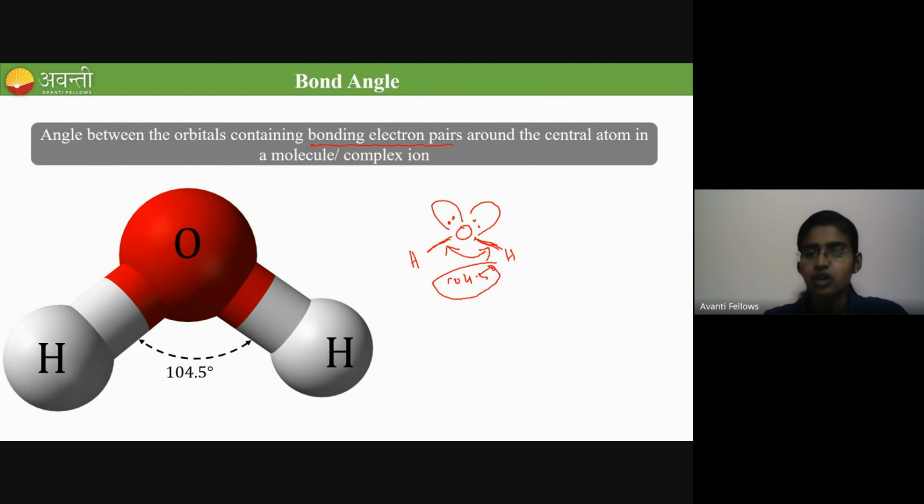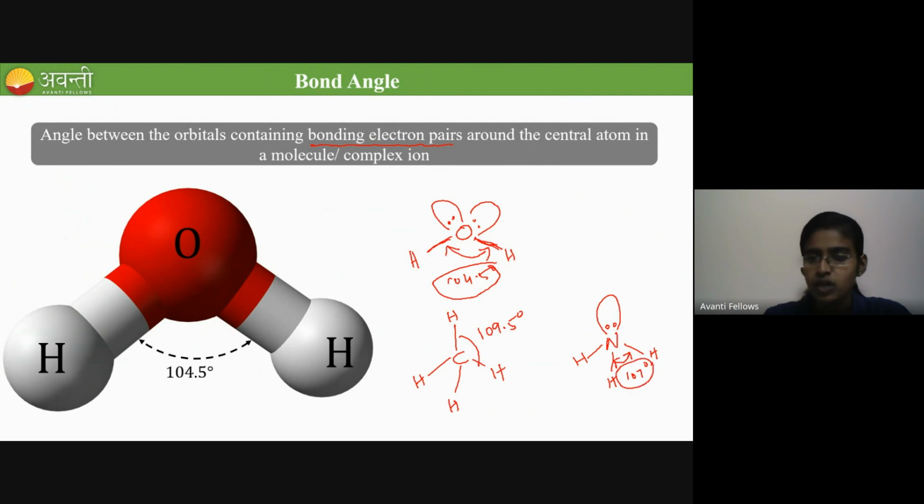Now an angle is created by this bond pair, which is 104.5 degrees, and this is called the bond angle. In case of CH4, the bond angle is 109.5 degrees. And for NH3, nitrogen will have 3 bonds and 1 lone pair of electrons, right? So the H-N-H bond angle here is 107. So the bond angles for these 3 species are very, very important. Just make a note of it. So these are the bond angles. It is the angle between the orbitals containing the bonding electron pair around the central atom.